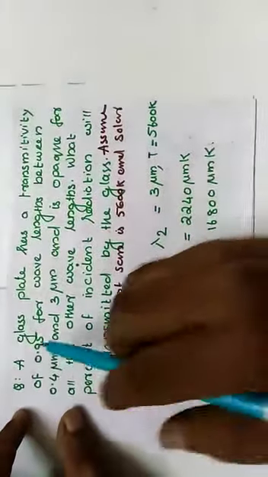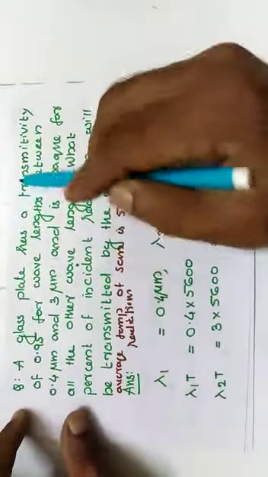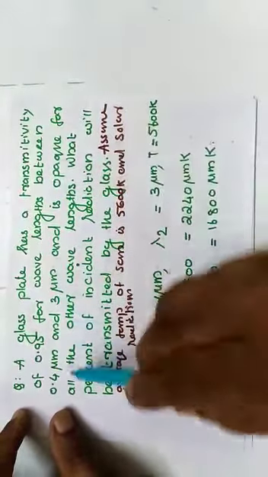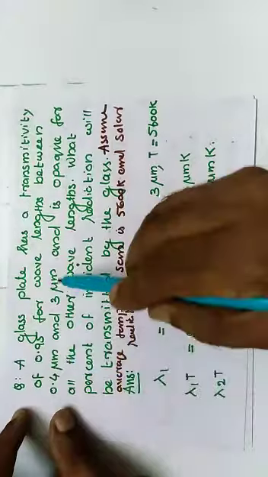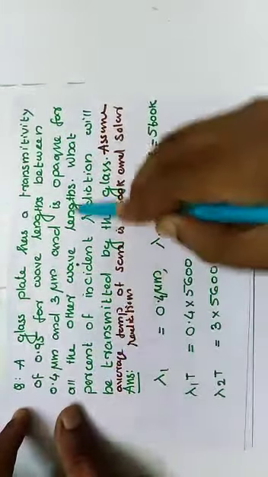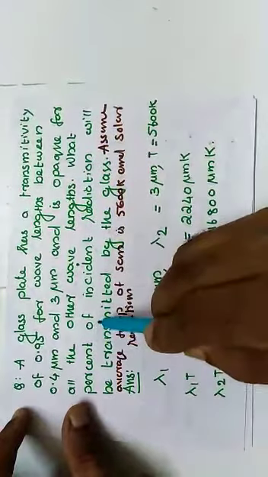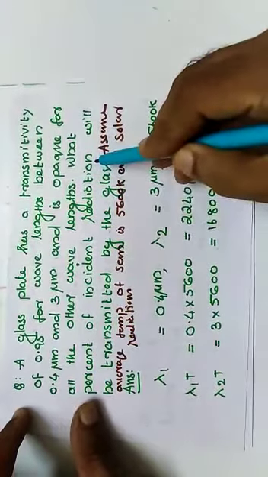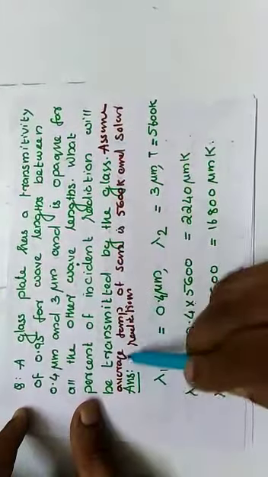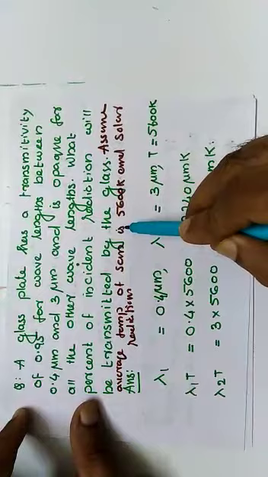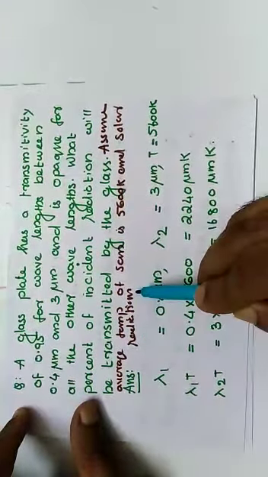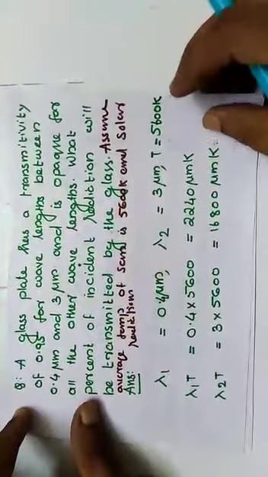Next problem. A glass plate has a transmittivity of 0.95 for a wavelength between 0.4 micrometer and 3 micrometer and is opaque for all other wavelengths. What will be the percentage of incident radiation that will be transmitted by the glass? Assume the average temperature of the sun as 5600 Kelvin and it is solar radiation that falls on the glass plate.